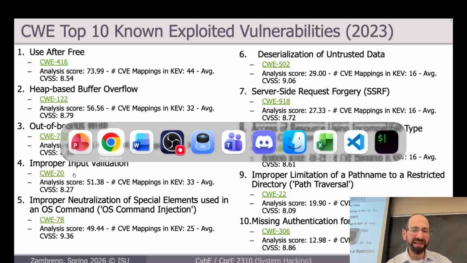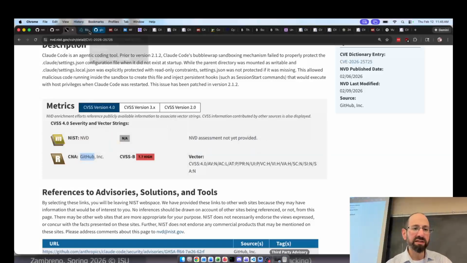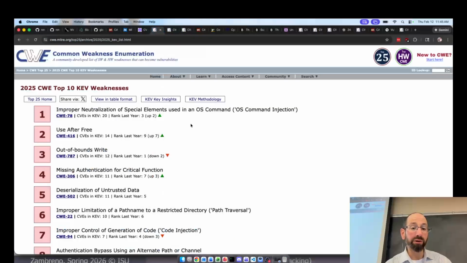I didn't update this slide, but you can go yourself and see the top. Let's see if I can find it here. The top CWEs in 2025, and things have changed a little bit. We don't have to go into all of these. I think it's a little interesting what is now the number one weakness, and it's interesting to me because I don't think there's one obvious answer as to why.